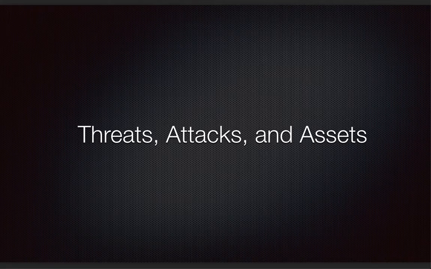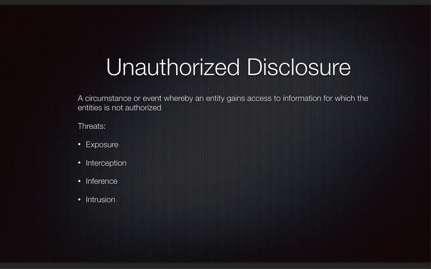Next, we're going to look at threats, attacks, and assets. First, we're going to look at four types of threats and attacks. The first type, which is a threat to confidentiality, is unauthorized disclosure. Unauthorized disclosure happens in a circumstance or event whereby an entity or personnel gains access to information for which the entity is not authorized. There are four types of threats: exposure, interception, inference, and intrusion.